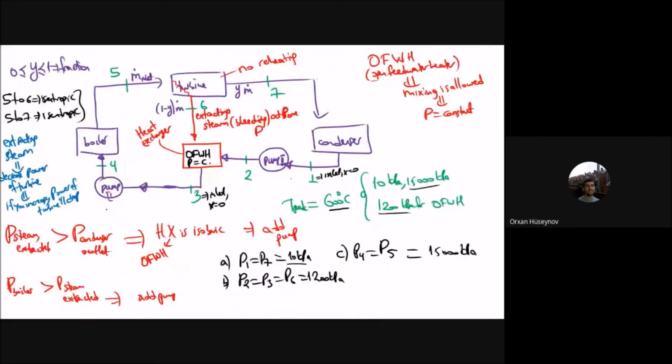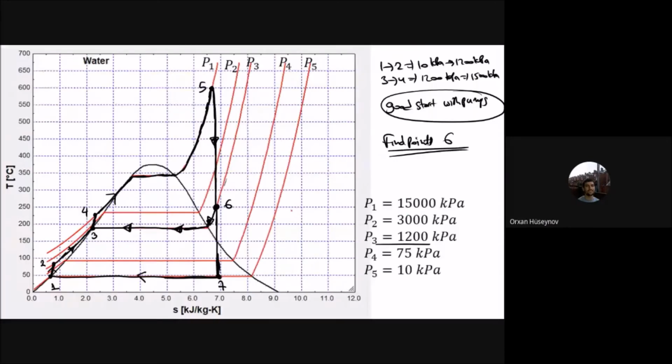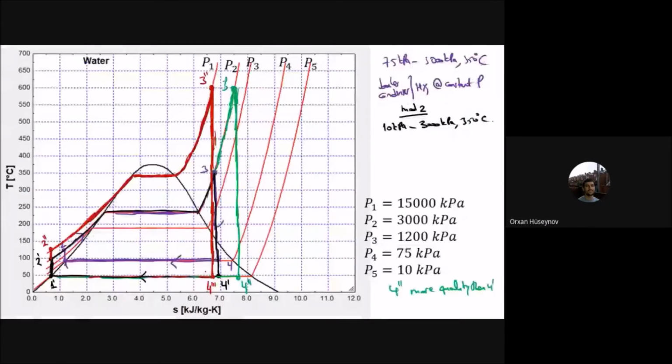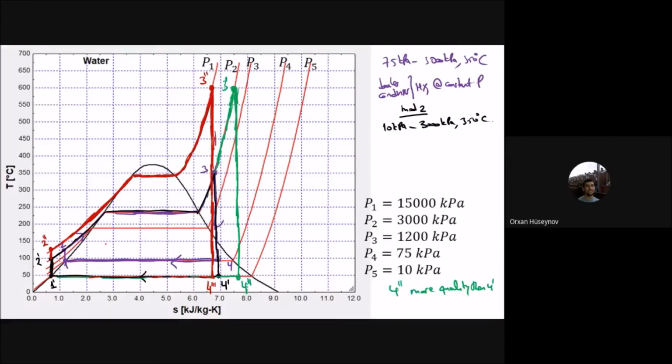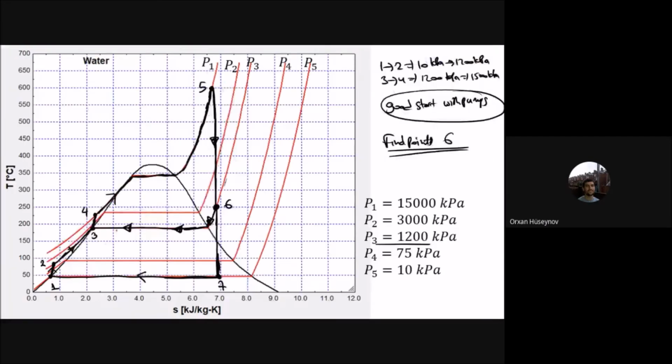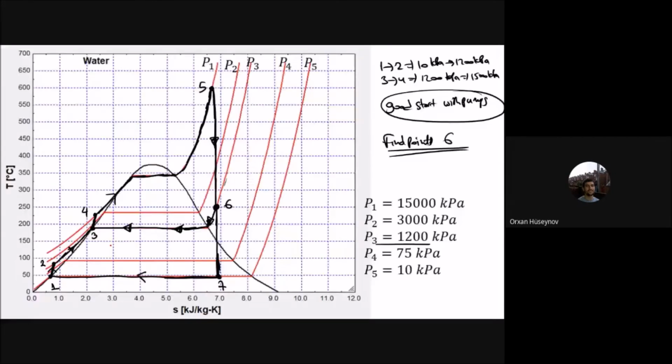So let's start. So what values do we know here? I'll go back to the chart here. So the question that I'm trying to solve is this one. So I know the open feed water heater values, and we have 10 kilopascal and 15 megapascal, and the open feed water heater has 1.2 megapascal of pressure with 600 degrees Celsius of peak temperature. So to start to solve any problem, you will list all of the properties here. You have 1, you have 2, 3, 4, 5, 6, and 7. Okay. There are 7 points.